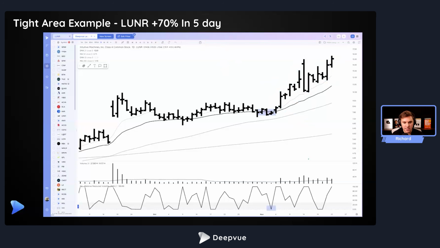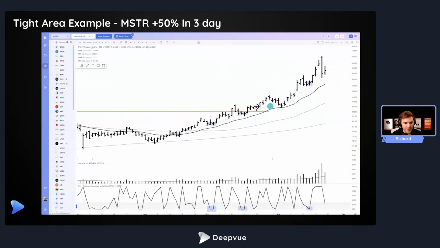And the tight area concept applies to any stock because it's an element of market structure. MSTR, multiple tight areas here near the base pivot before it went on this explosive move. And then recently, I pointed this out in the report. So again, not hindsight, tight days, RMV went to 0. And then we had a 50% move in 3 days.